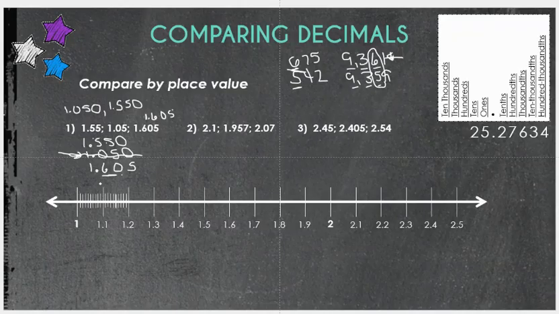Now, that's, to me, the easiest way to think about it because we're going place value by place value. You could also look at the last digits here and go 50, 550, 605. If you were to read those numbers out loud, 1 and 50 thousandths, 1 and 550 thousandths, 1 and 605 thousandths, then 50, 550, 605 should also sound logically to students like those are in order.